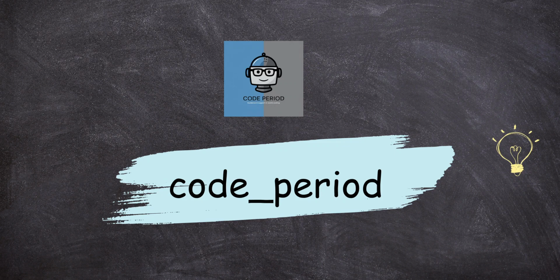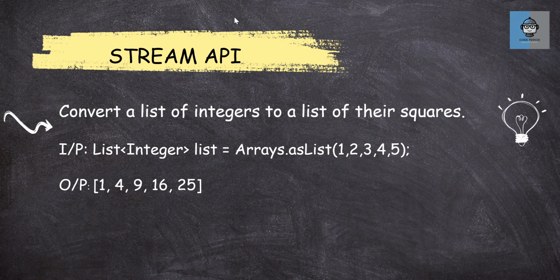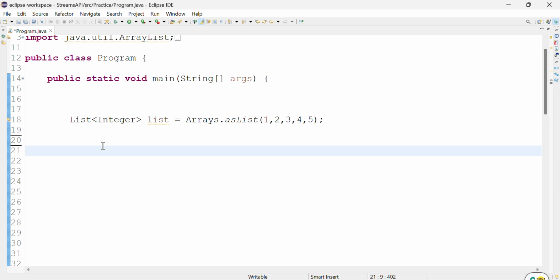So let's look into another Stream API interview question. Convert a list of integers to a list of their squares. So again, an easy question where we have to convert the list of integers into its squares. So we are expecting a list of integers back.